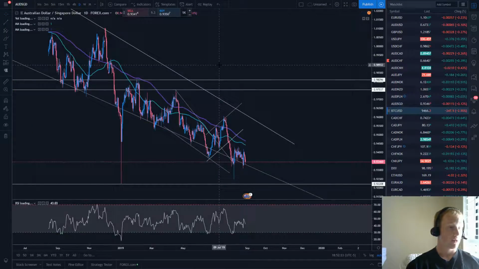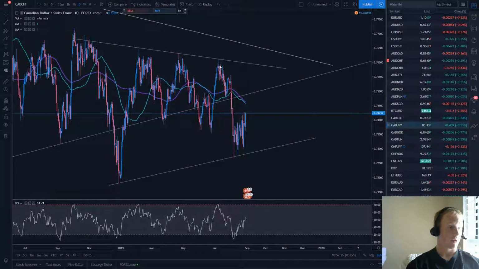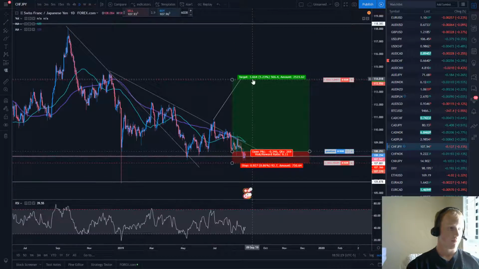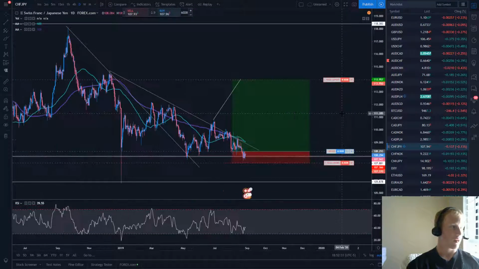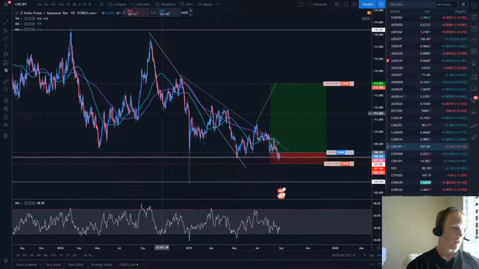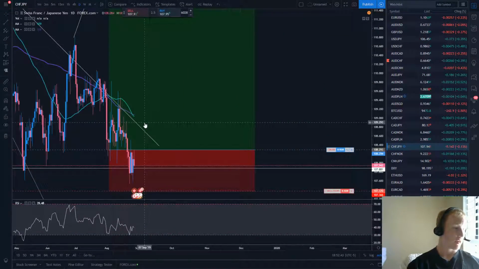Indecision. Bitcoin's breaking lower. What else? Swiss franc, Japanese yen. We must have just got taken in on this today. There's an RSI divergence, double bottom. We'll see. I don't know.